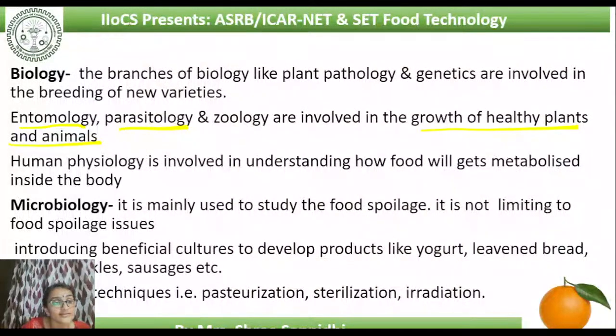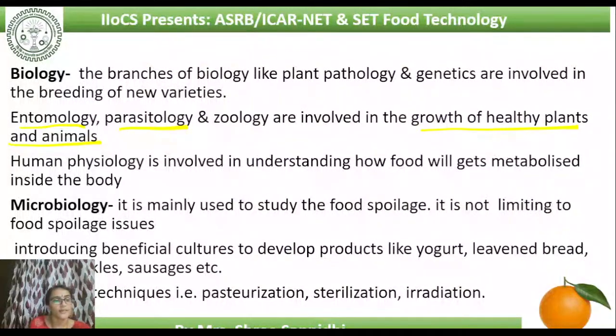Lastly, the study of human physiology. This is very important. This is basically about nutrition. The study of human physiology is involved in understanding how food will get metabolized inside our body.